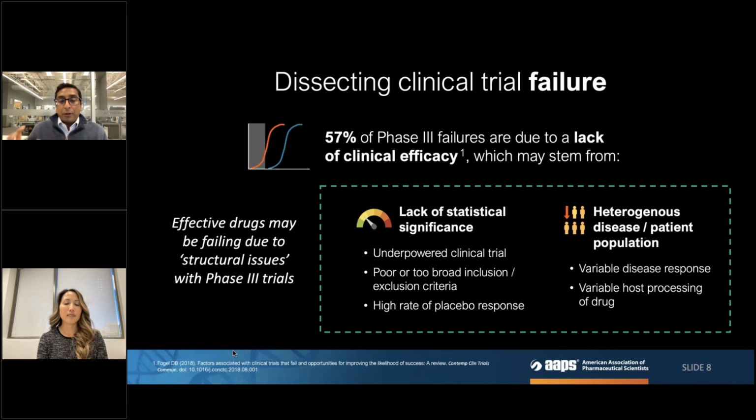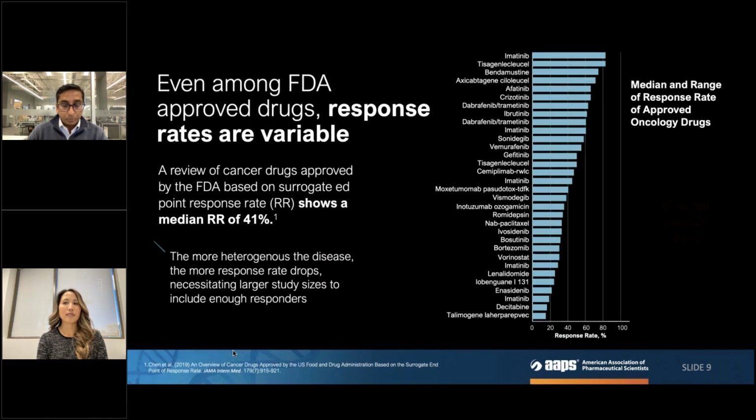Now, these latter two bins, the lack of statistical significance and the underlying heterogeneity that we see within both disease as well as individual populations, really point to structural issues with how we frame out phase 3 trials. And the concern is that many drugs that are truly efficacious may be artificially failing due to these underlying structural issues. And we're hoping to talk through now how we can think about some of these, what may be efficacious drugs, and how we can use biomarkers to rescue or to better advance these agents.